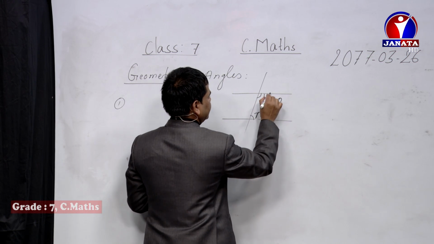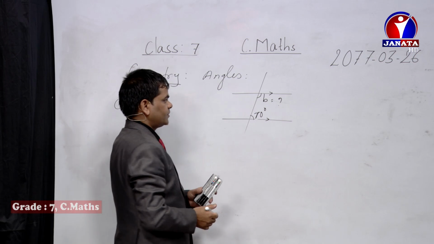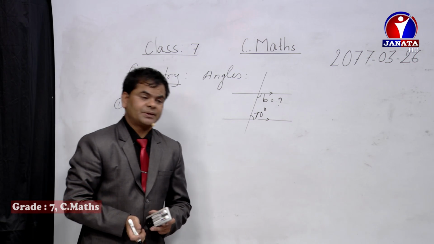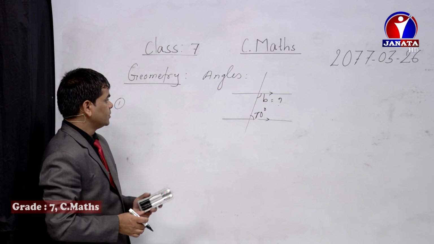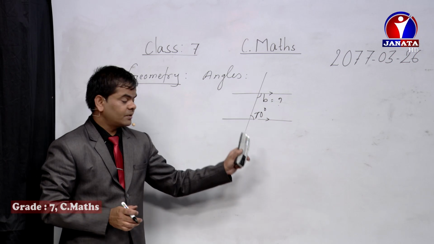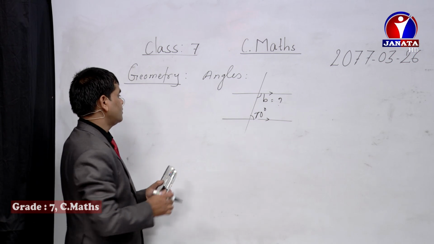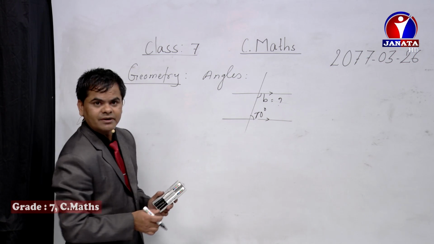What will be the value of B? If these two lines are parallel, there must be the parallel sign. This is a question of co-interior angles. So this is the question for you. Copy this one, and then do it yourself regarding co-interior angles.